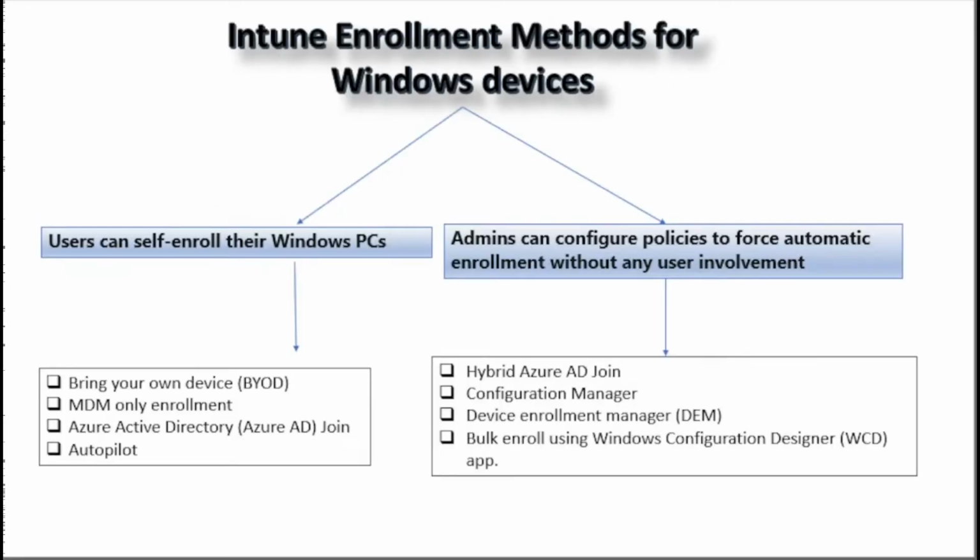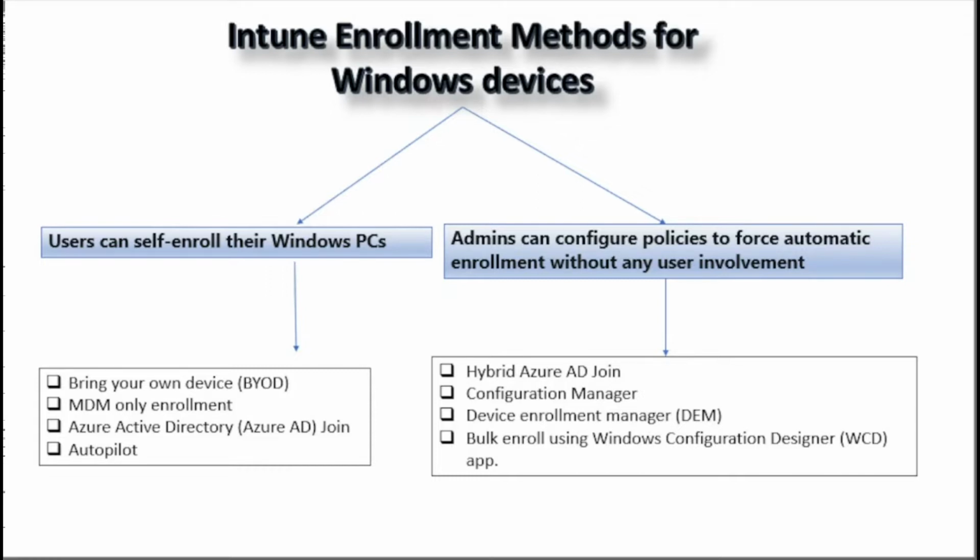To manage a device in Intune, the device must first be enrolled in the Intune service. Both personally owned as well as corporate owned devices can be enrolled in Intune for further management. There are two ways to get a device enrolled in Intune. The first one is user-driven enrollment, where users are allowed to perform self-enrollment of their Windows PC as well as a company-owned PC. There are many ways to do this.